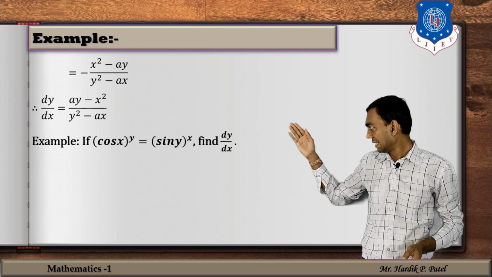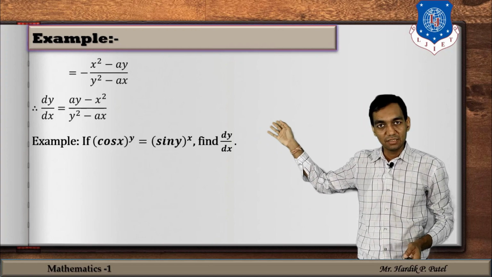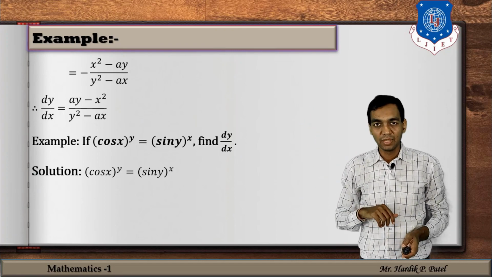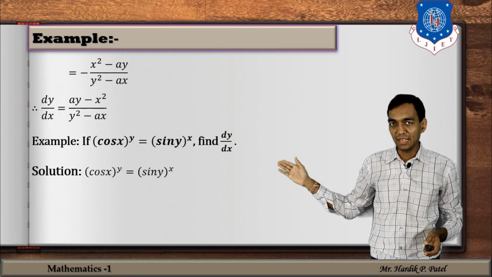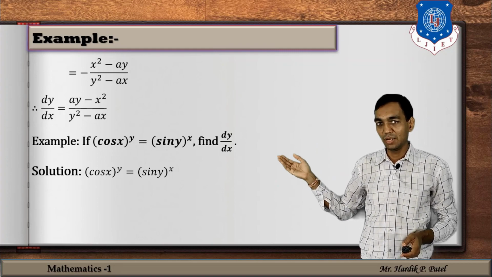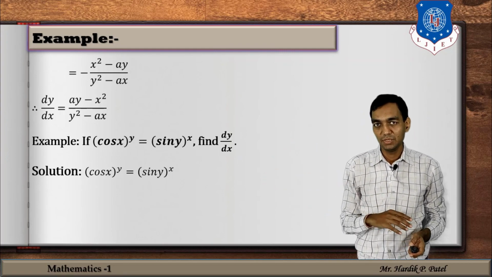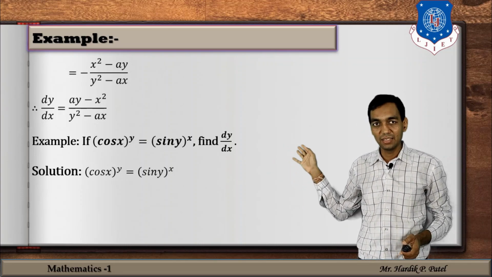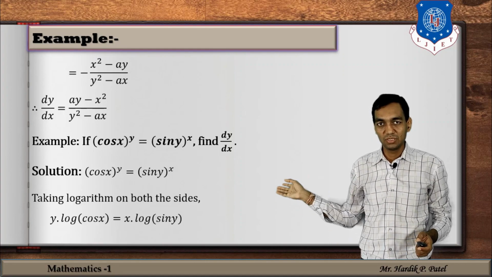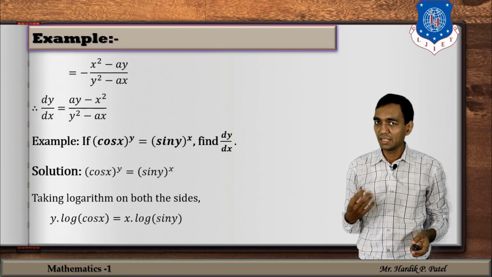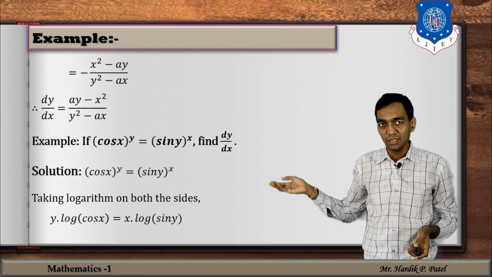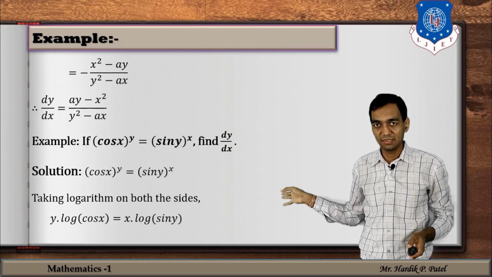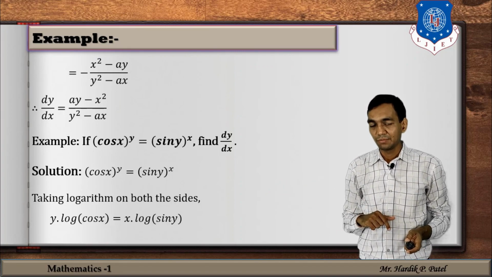In the same manner, the second example we have taken is (cos x) raised to y is equal to (sin y) raised to x, and find dy by dx. Here again check, you cannot make x or y the subject, that means you cannot write x in the form of y or y in the form of x. So here you have (cos x)^y is equal to (sin y)^x. Taking log on both sides, for simplicity of differentiation, otherwise you can differentiate directly. That will give y log cos x is equal to x log sin y. Correct?